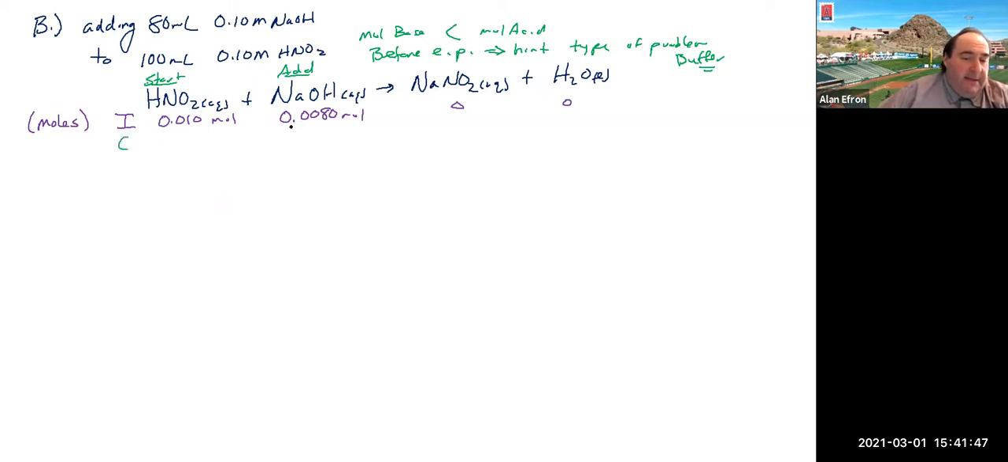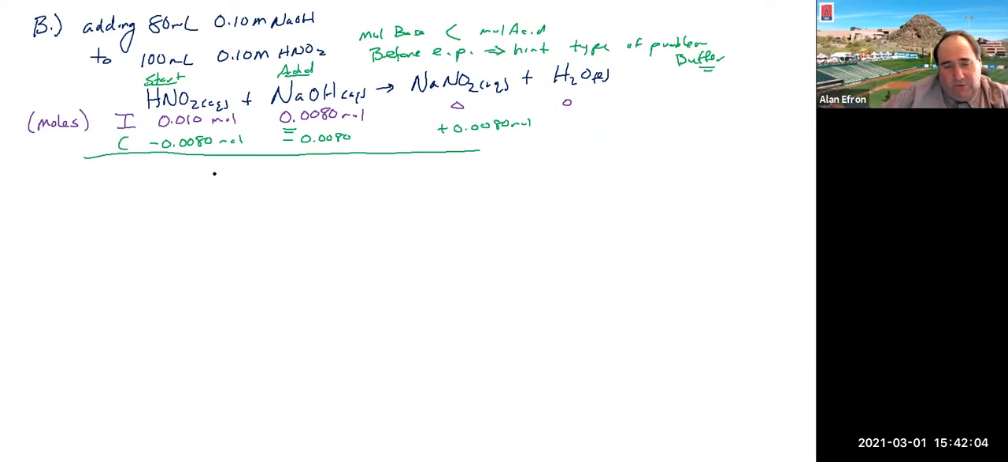Change would obviously then be our limiting reagent, which is the sodium hydroxide in this case. So that's going to be minus 0.008 moles. That's going to be minus 0.008 moles. It's going to be plus 0.008 moles. That is then going to get us to equilibrium, where we would have 0.01 minus 0.008, 0.002 moles. This guy will zero out, we'll end up with 0.008 moles.